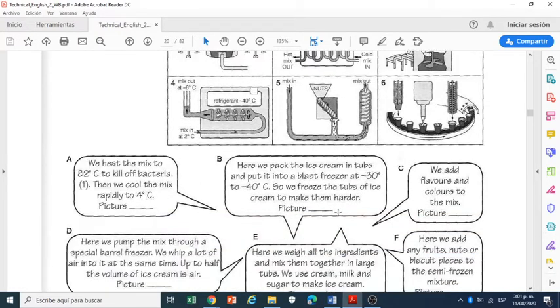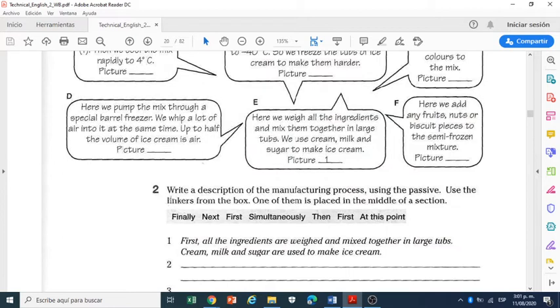Okay? Activity number 2. We are going to write a description of the manufacturing process using the passive. Okay? Passive. Use the linkers from the box. These are the linking words to start our sentences. Okay? One of them is placed in the middle of a section. Okay? So, we are going to work on passive and active voice.